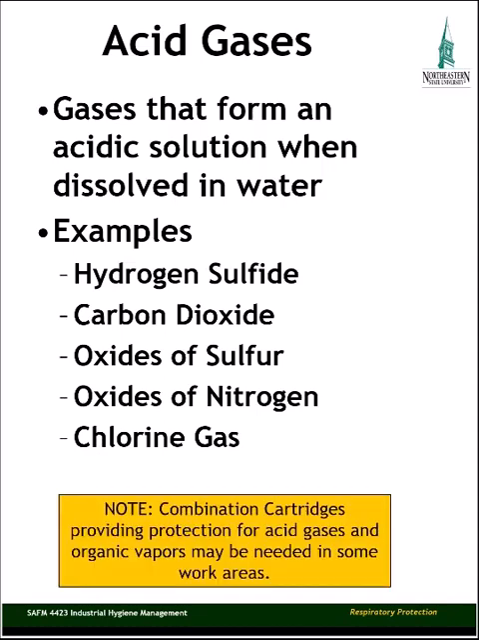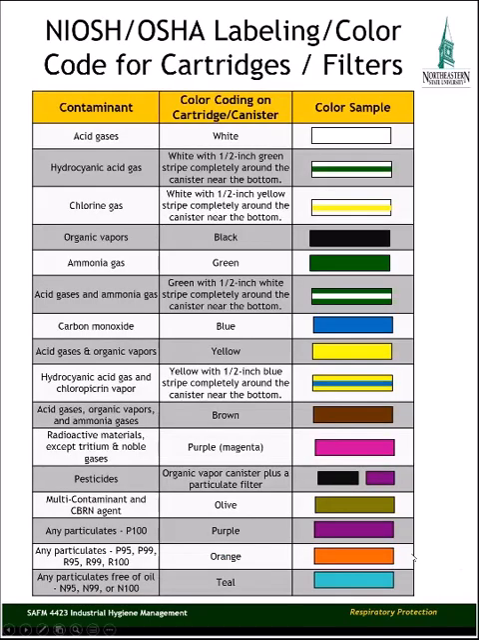There are combination cartridges that are available that provide protection from acid gases and organic vapors, and that might be a way to go in some work areas. Again, it all goes back to that initial evaluation of the workspace and the contaminants in those workspaces. What we have here on this slide is the NIOSH OSHA color coding system for cartridges and particulate filters.